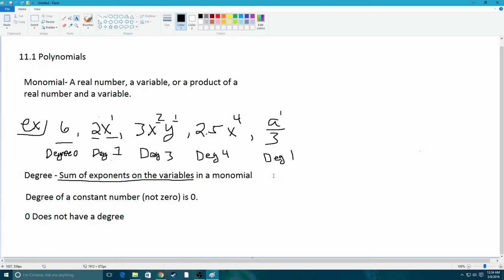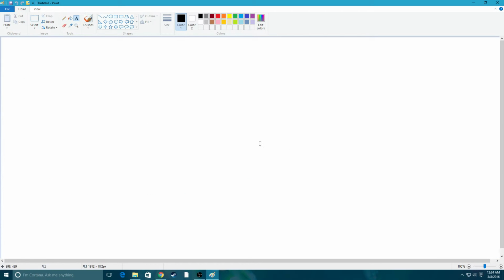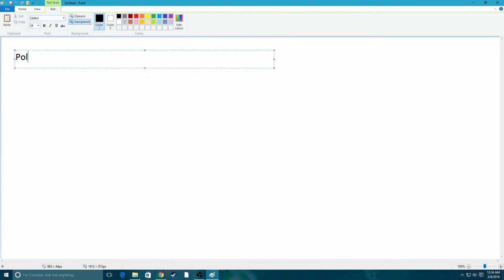So what we can do is we don't just have to be restricted to just one monomial. We can do a little bit more. We can add or subtract. And we call those polynomials. A polynomial is the sum or difference of 2 or more monomials.